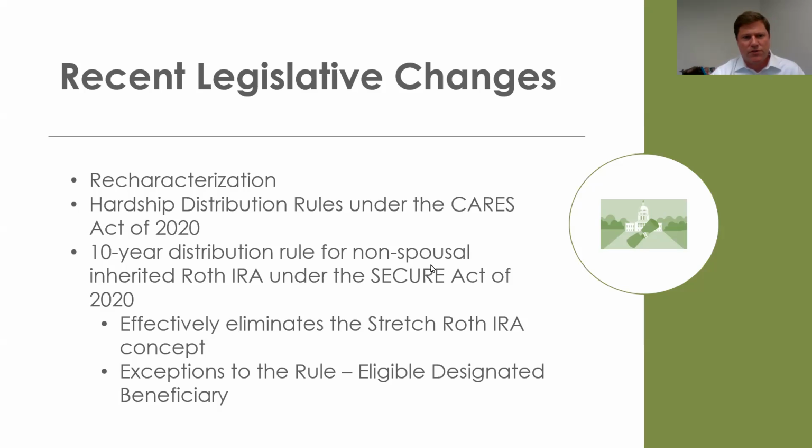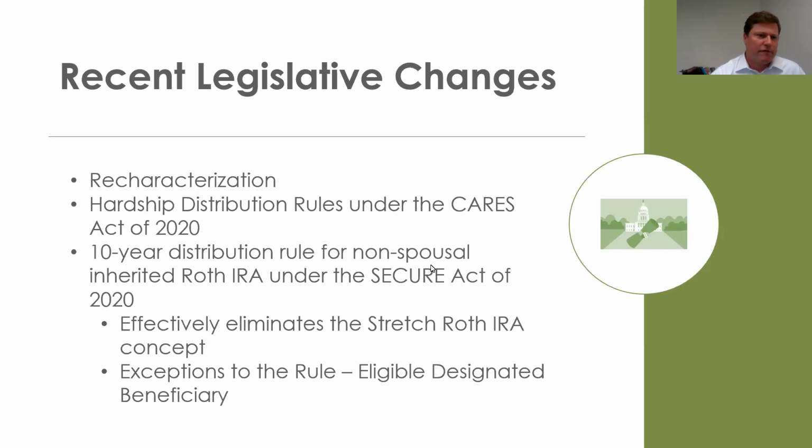Hardship distribution rules under the CARES Act of 2020. So this is one of our new acts that has recently come out. You can take out, just like in a traditional IRA, up to $100,000 from your Roth IRA prior to 59.5 without early withdrawal penalty if you can prove somehow you've been affected by the COVID-19 virus.